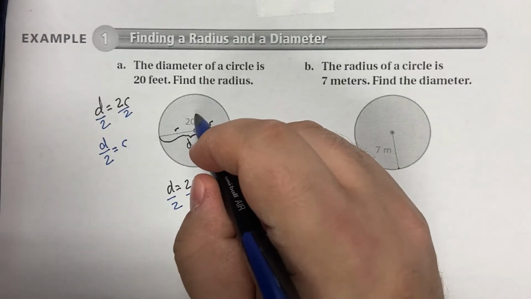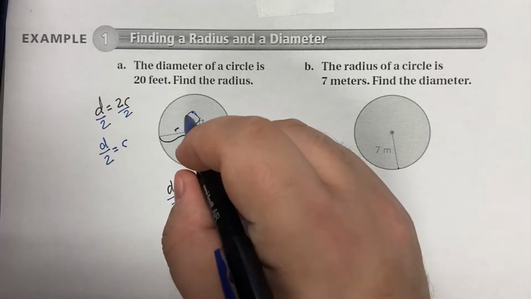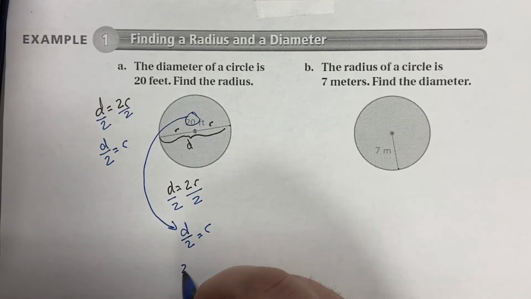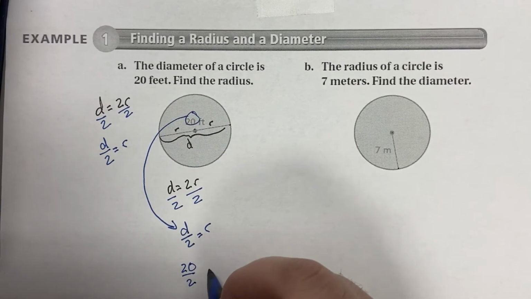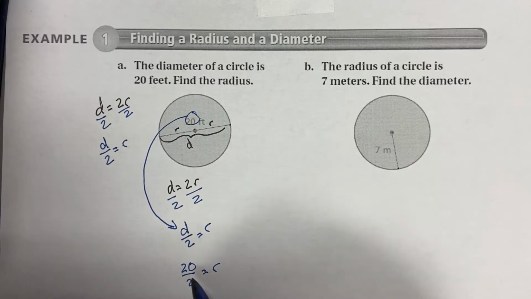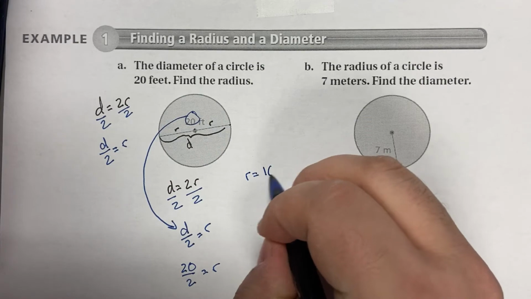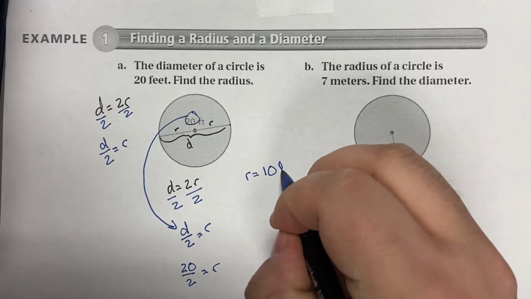Then we can substitute in our 20 to here, because that's our diameter. So we get 20 over 2 equals our radius, and 20 over 2 means our radius is equal to 10 feet.